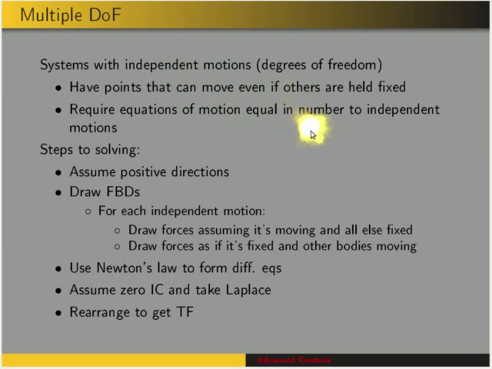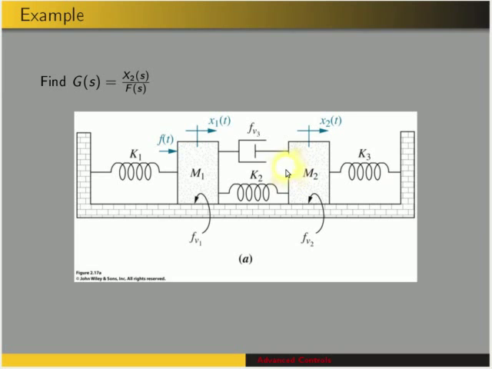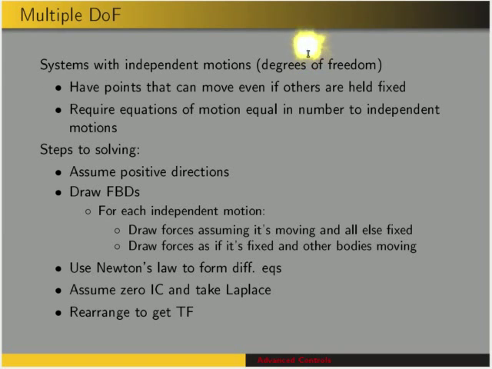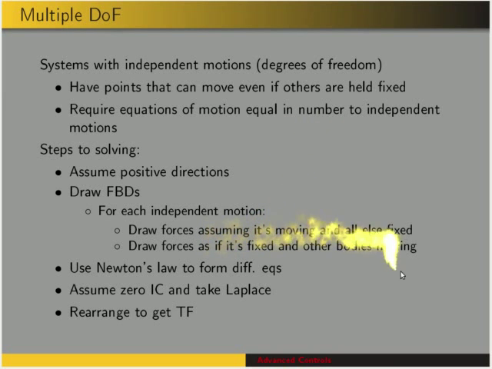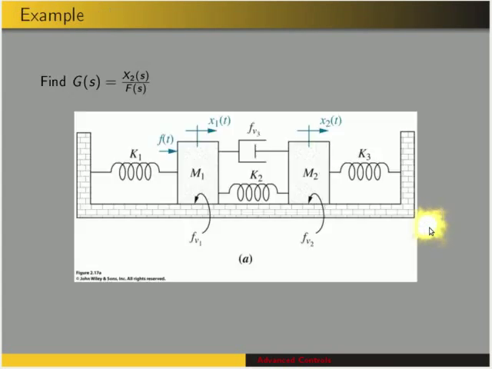So our process is to assume positive directions. We already have that given to us. X1 and X2 are just positive to the right. Then draw the free body diagrams. And here we'll talk about using that principle of superposition. So free body diagrams for the system.